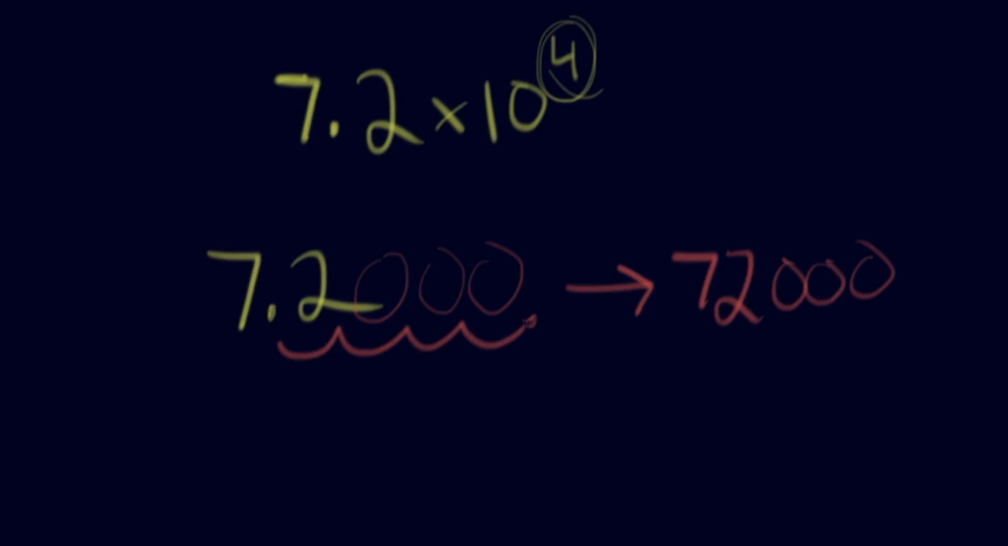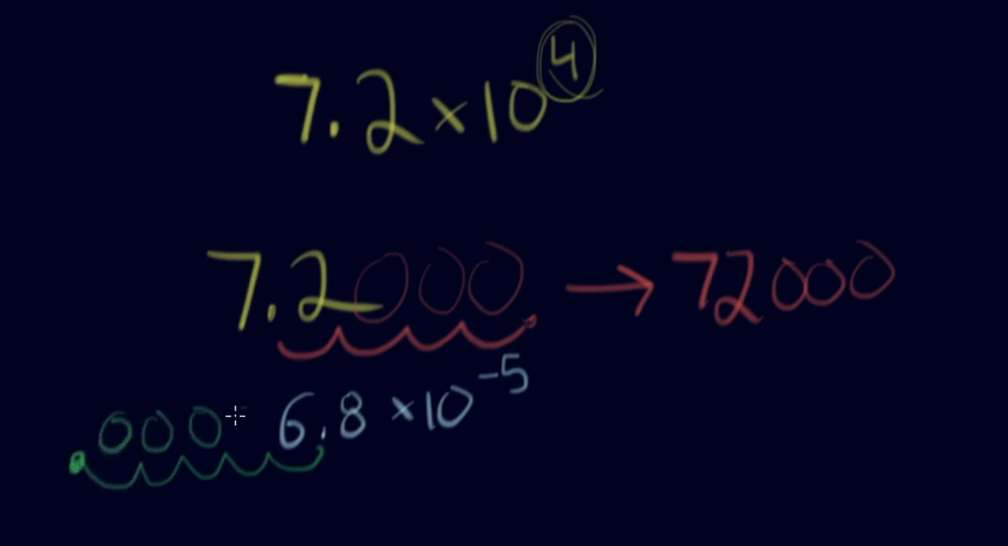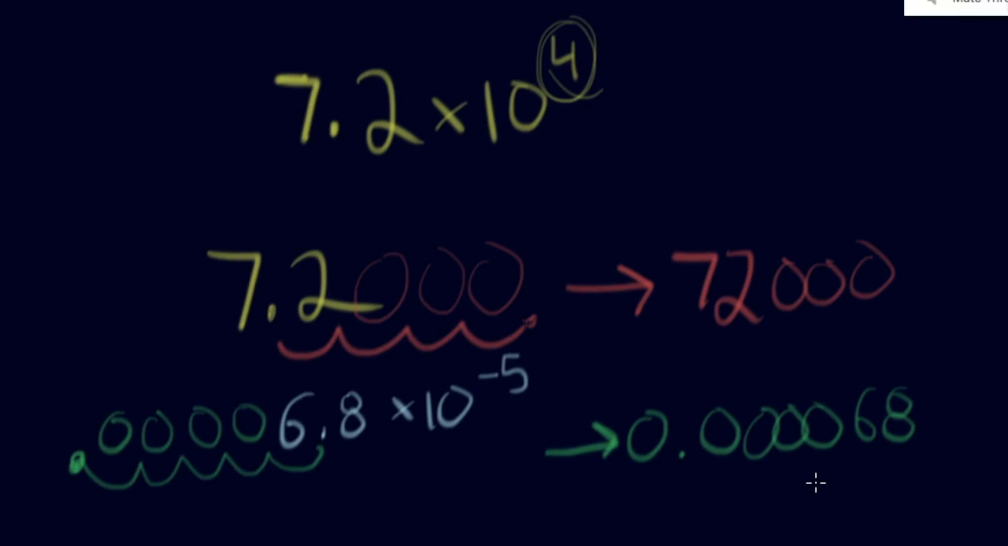And the opposite is also true. Let's say I had 6.8 times 10 to the negative 5. I'd have to move my decimal 5 places to the left. It's going to be a small number. 1, 2, 3, 4, 5. And there's my decimal. Fill these in with zeros. And that would give me the amazing number of 0.000068. So that's transferring from scientific notation to standard. So hopefully you have some ideas of how that is working.